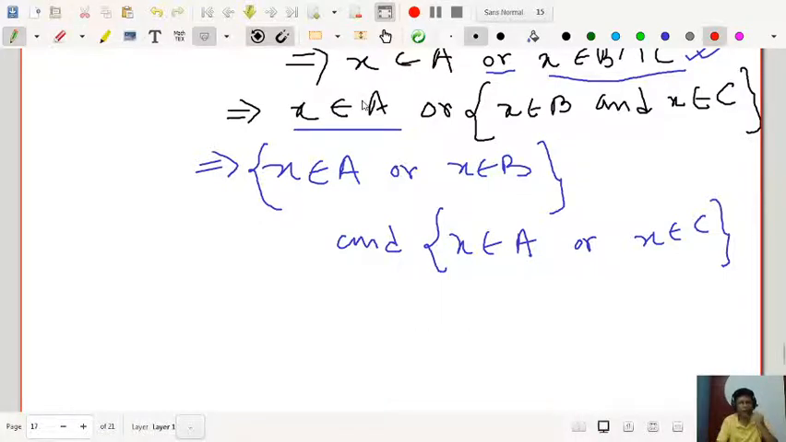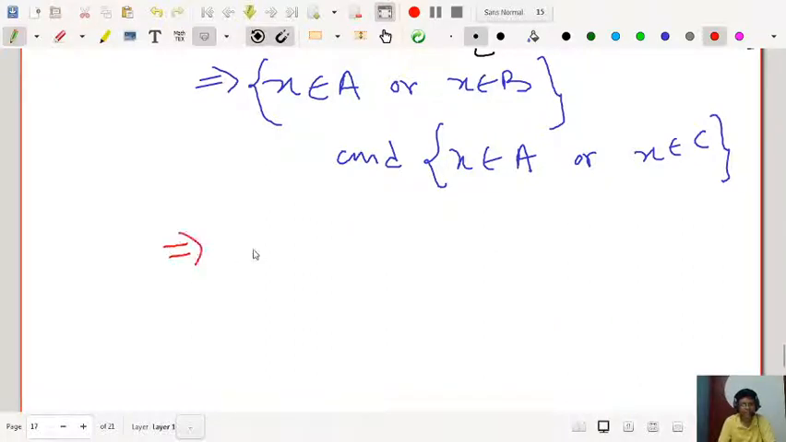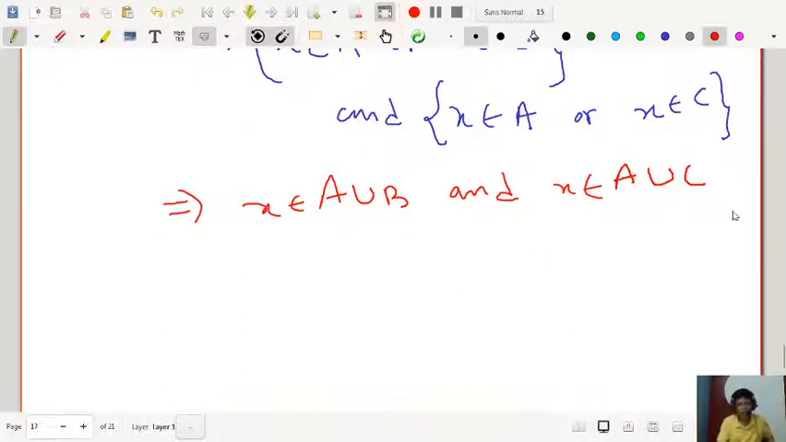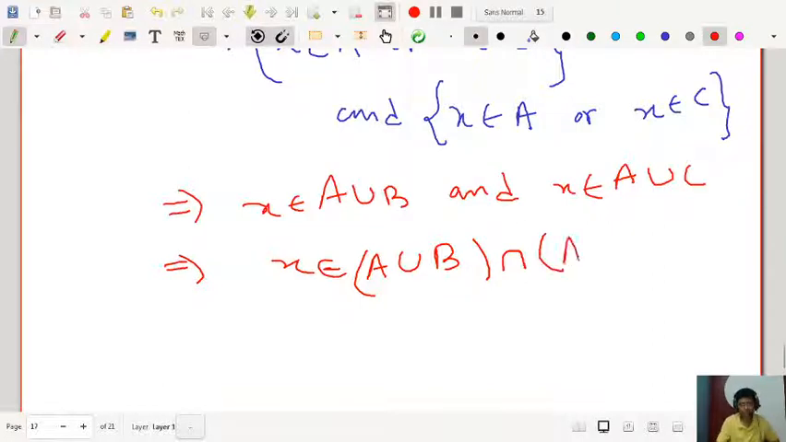X belongs to A or X belongs to B, and X belongs to A or X belongs to C. Let me write in set notations. Or will be union, isn't it, Ismail? Yeah, or is union and and is intersection. Right. Have you got this step, the last step? Yes, it's just substituting. Now this one, let me replace and with intersection. Is it clear, Ismail? Yeah, it's clear.